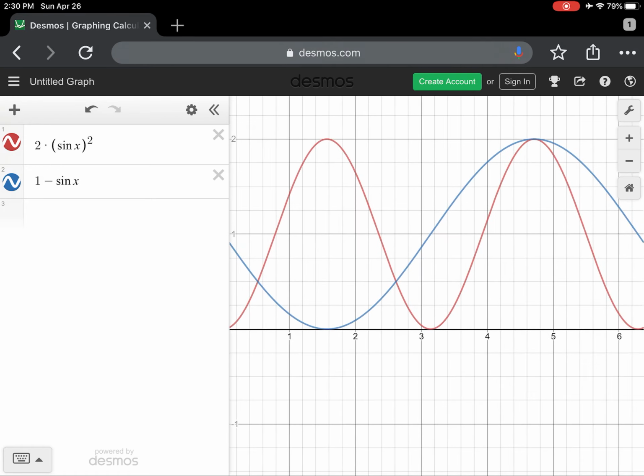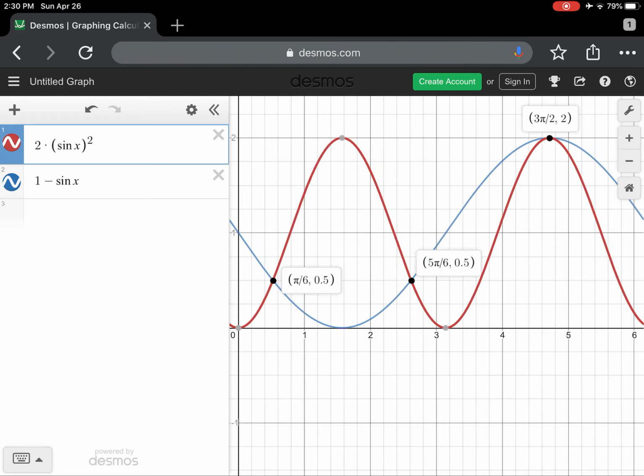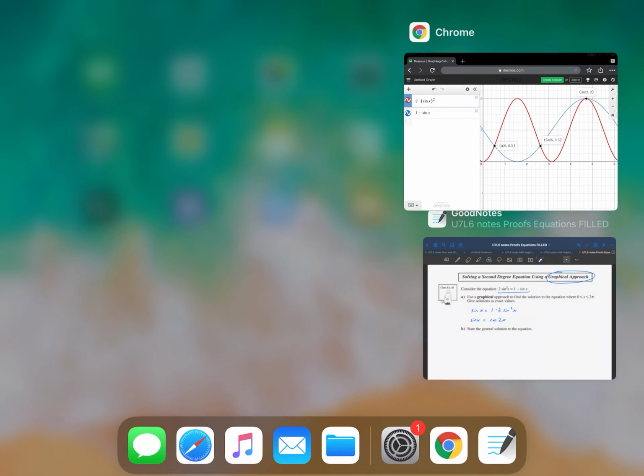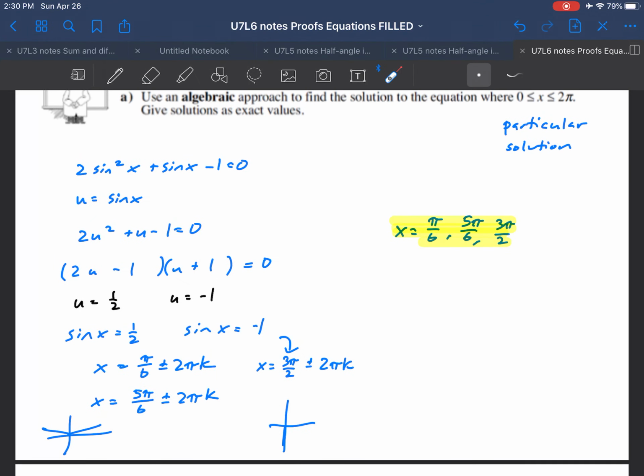All right, and then as you can see, I had to drag it to see more of the graph, but we want to know where this thing crosses. So pi over 6, that's 1 point. 5 pi over 6, that's a second. 3 pi over 2, that's a third, I believe. Yeah, that's what we got here, right? Pi over 6, 5 pi over 6, 3 pi over 2.